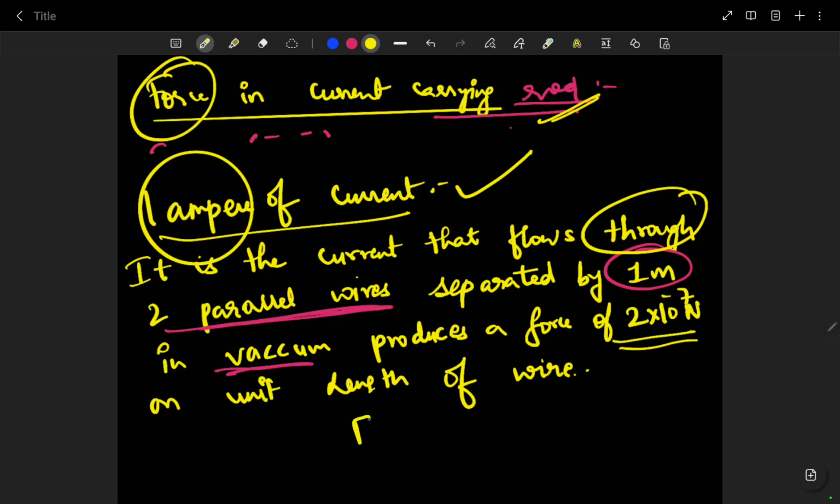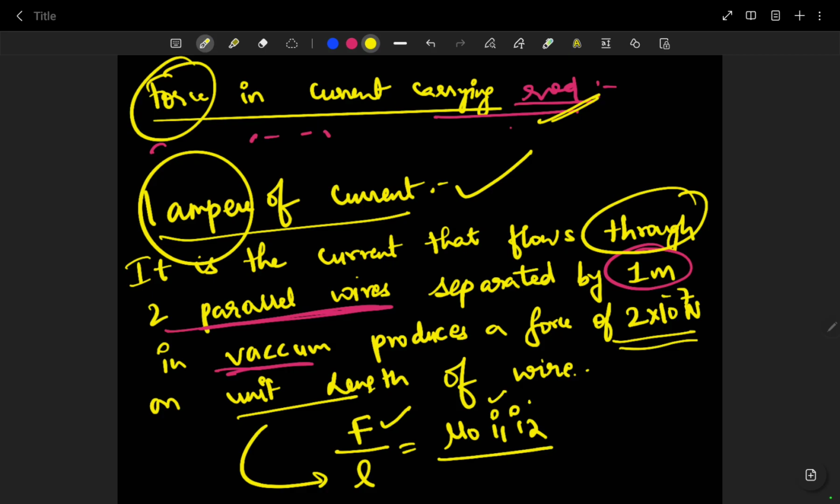In your textbooks you will see that this is force again on a unit length, right? F by L, which is equal to mu naught I1 I2, that means I1 current in the first wire, I2 current in the second wire, these two wires being parallel to each other, divided by 2 pi r. So that they would have also given in your NCERT textbook. You can check it out, and that's how you define 1 ampere of current. It's the modified definition.